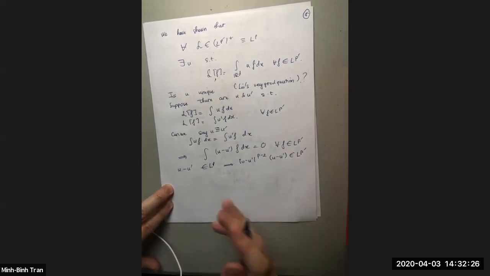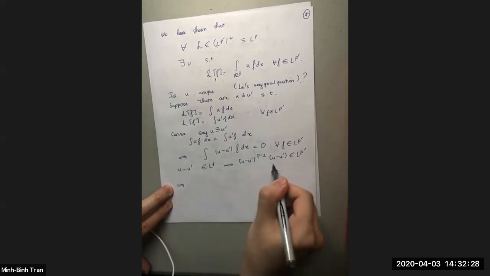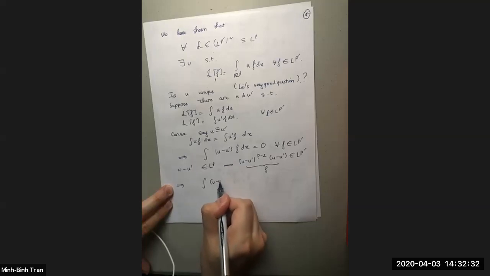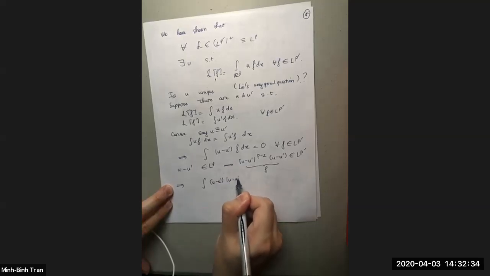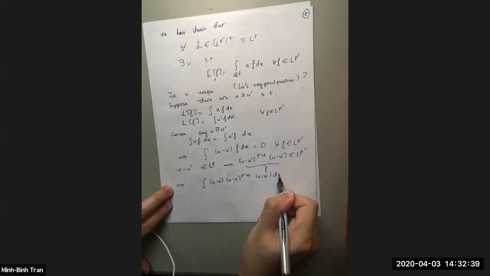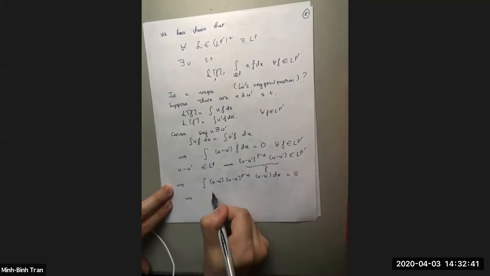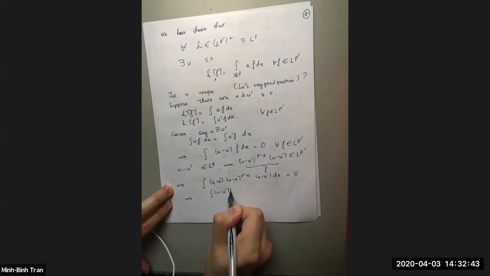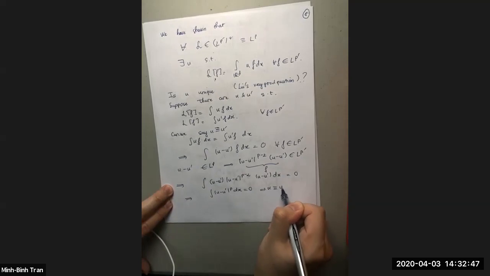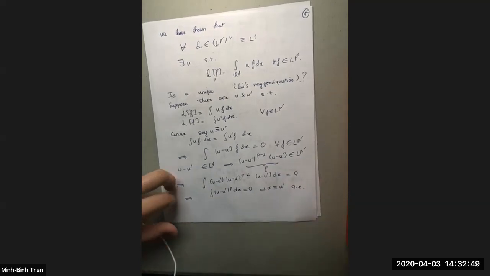then |U minus U prime|^(p-2)(U minus U prime) is in L^p'. All right, so it's the same idea. Which means that I can choose this to be F, right? Then I have the integral of |U minus U prime|^(p-2)(U minus U prime) squared-times dx equal to 0, which means that the integral of |U minus U prime|^p dx is 0, meaning that U and U prime are the same.